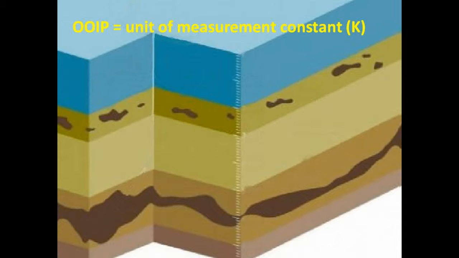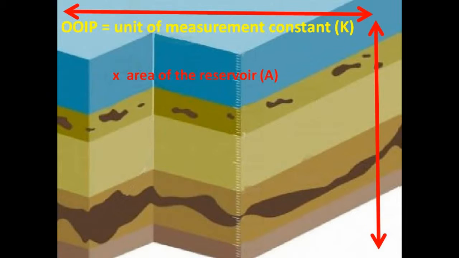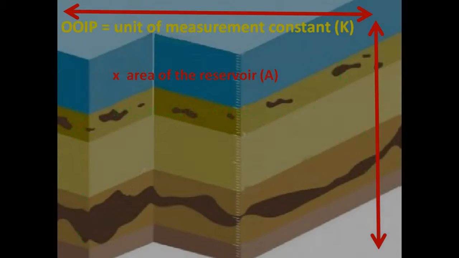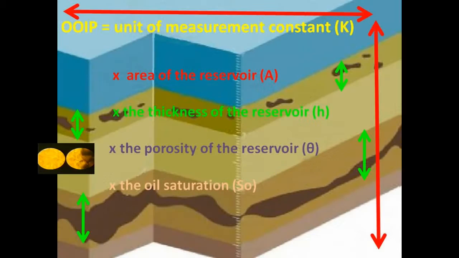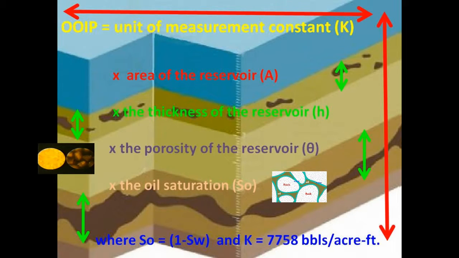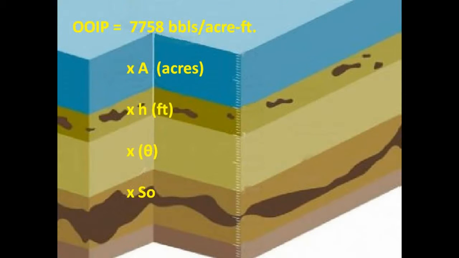OOIP equals the unit of measurement constant, K, times the area of the reservoir, A, times the thickness of the reservoir, H, times the porosity of the reservoir, phi, times the oil saturation, SO, where SO equals 1 minus SW, and where K equals 7,758 barrels per acre foot. Thus, OOIP equals 7,758 barrels per acre foot times A in acres times H in feet times phi times SO.